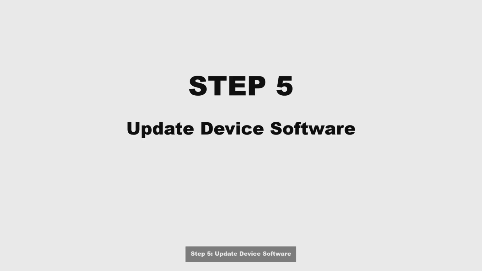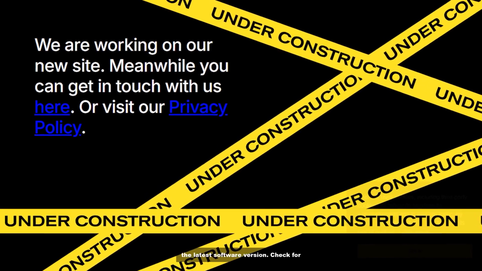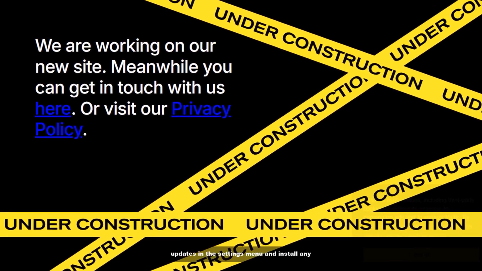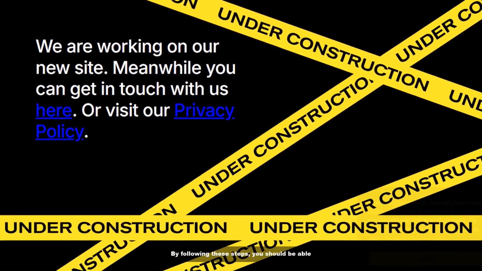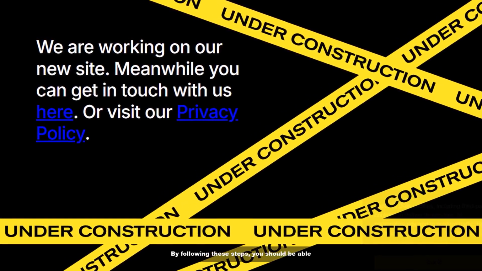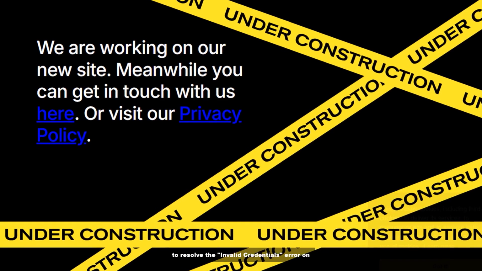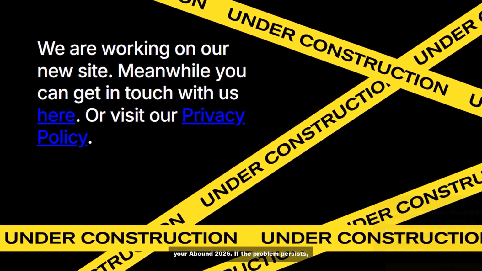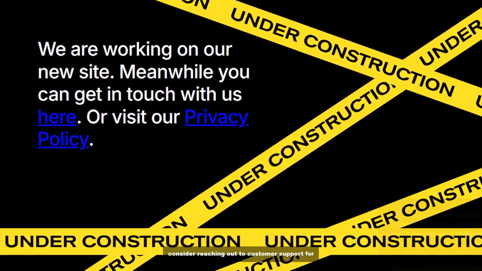Step 5. Update device software. Make sure your Abound 2026 device is running the latest software version. Check for updates in the settings menu and install any available updates. By following these steps, you should be able to resolve the invalid credentials error on your Abound 2026. If the problem persists, consider reaching out to customer support for further assistance.